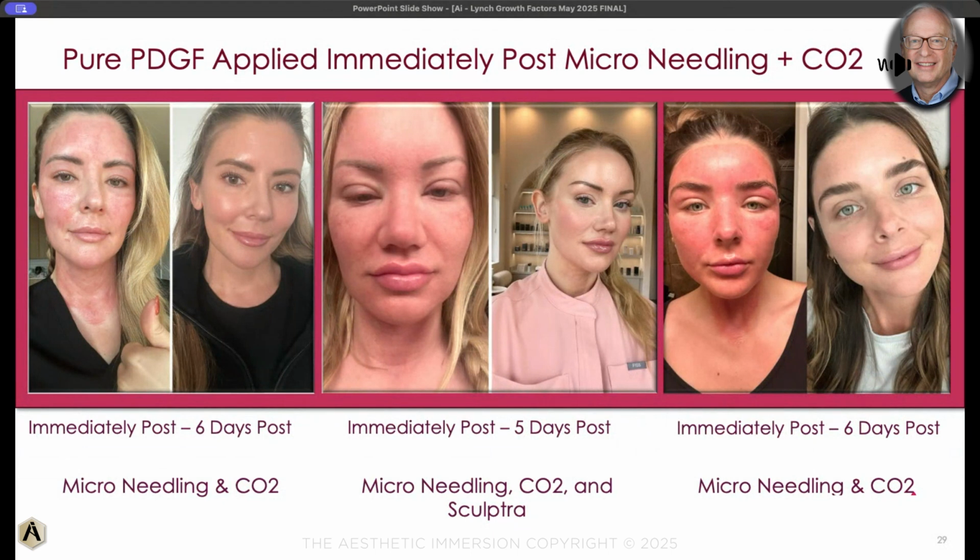Here's a montage of a bunch of different cases before and after. So the case on the left, the 2 photos on the left, microneedling and CO2 at day immediately post and then day 6 with PDGF, Ariessence. Center 2 photos are immediately post and 5 days after treatment with microneedling, CO2, and Sculptra. Next, and then the right-hand pair of photos is immediately post and 6 days after with microneedling, CO2, and Ariessence. Next.